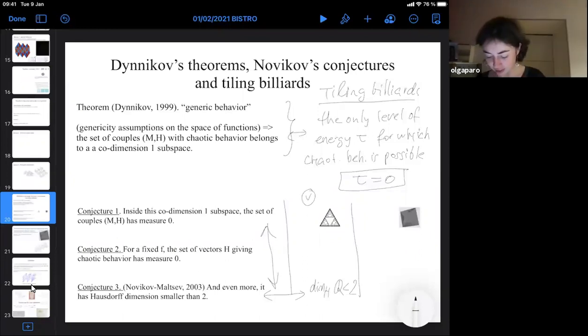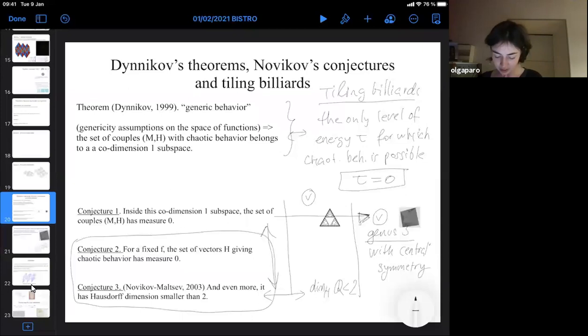So we can say that we understand the connection to Novikov's problem for the triangle case. For cyclic quadrilaterals, the connection still holds, and by understanding the symbolic dynamics of cyclic quadrilaterals we managed to prove the first conjecture for the corresponding surfaces, which are actually genus 3 surfaces with central symmetry. So it's not a complete solution of conjecture 1 for genus 3 surfaces, but in restriction to the central symmetry case.